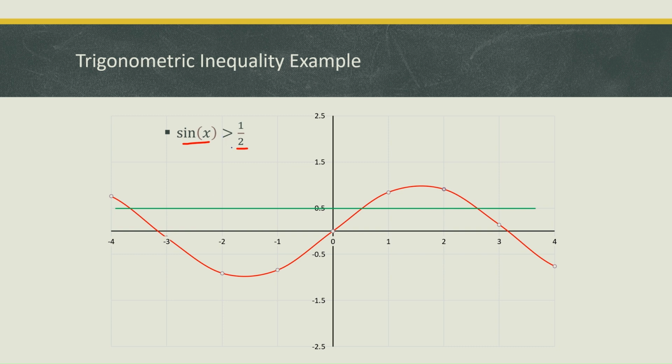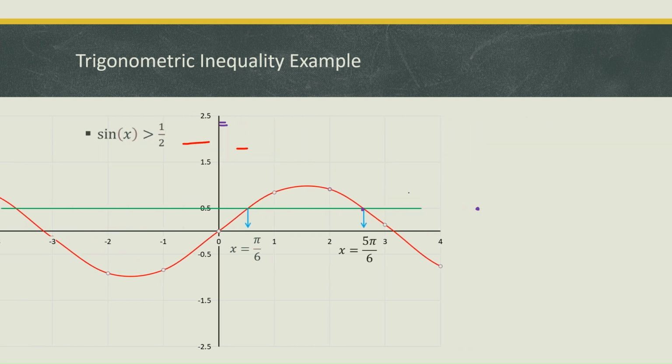To solve this kind of inequality, first what I'll do is find the values of x for which sin x is equal to 1/2. So this is nothing but the intersection point of sin x equal to 1/2, which is x equal to pi/6 and x equal to this point. So this point will be x equal to pi/6 and this will be pi minus pi/6, that is 5 pi/6.